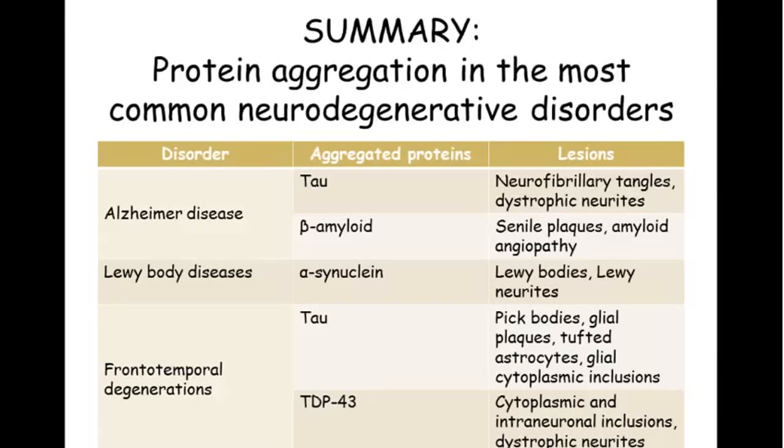In the Lewy body diseases, the primary protein abnormality is in alpha-synuclein, which takes the form of Lewy bodies within cell bodies, and it takes the form of Lewy neurites within processes of neurons. We discussed two subtypes of FTDs, or frontotemporal degenerations, that is the tau positive and the tau negative variety. Within the tau positive varieties, we had Pick disease, we had glial plaques and glial cytoplasmic inclusions and corticobasal degeneration, and we illustrated tufted astrocytes within PSP.